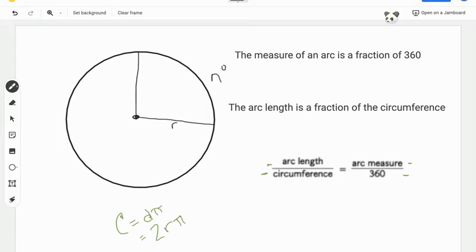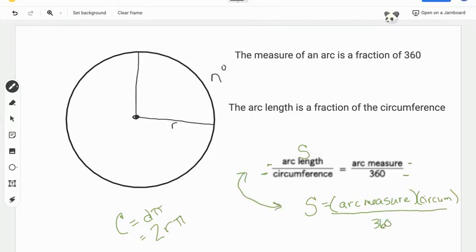A lot of times you'll see that arc length is also written as S. And so for this video, for your notes, you're going to want to write it as S, at least be familiar with that's what the S stands for. So if we are finding just that S by itself, we can rearrange this proportion a little bit and know that we're going to multiply the arc measure times the circumference and divide that all by 360. You'll notice that these two are related to each other. We've just rearranged it a little bit, but they are the same. These are both equations that we might use to find the arc length.